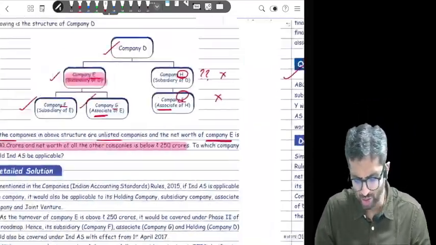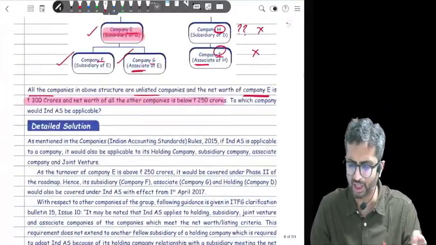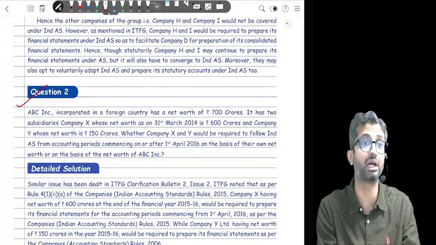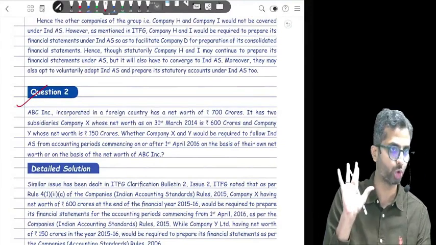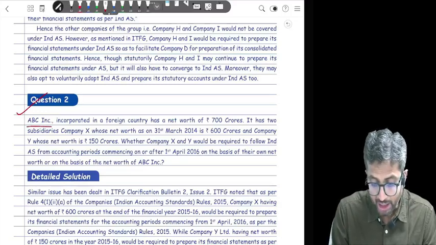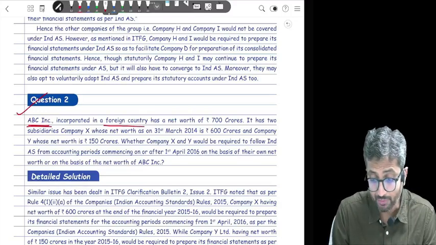Then you go to question 2. There's a fairly detailed solution. You can refer to it at your leisure time, but otherwise, even if you broadly understand the essence of that question, you are good to go. Okay, then is question 2. ABC Inc. incorporated in a foreign country.